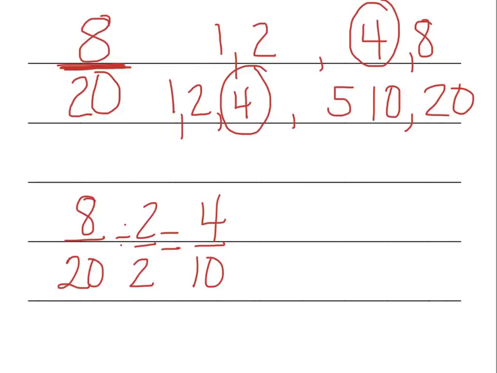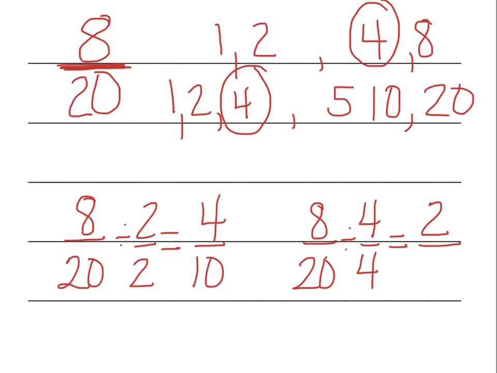Is there a number that goes into the 4 and the 10? Yes. So I have to do more work. But watch what happens if we use the greatest common factor, which would be the 4. 8 divided by 4 is 2. 20 divided by 4 is 5. I am now at my fully reduced fraction.